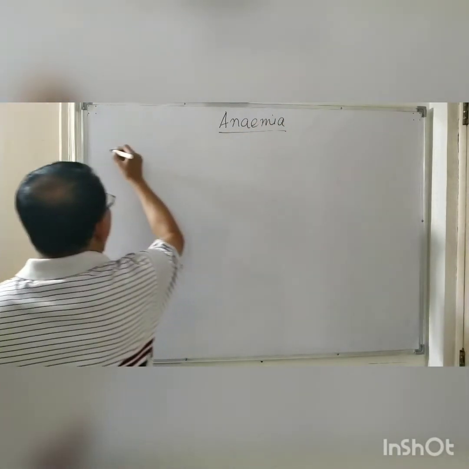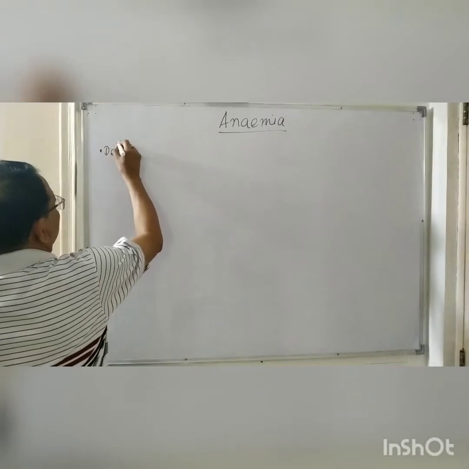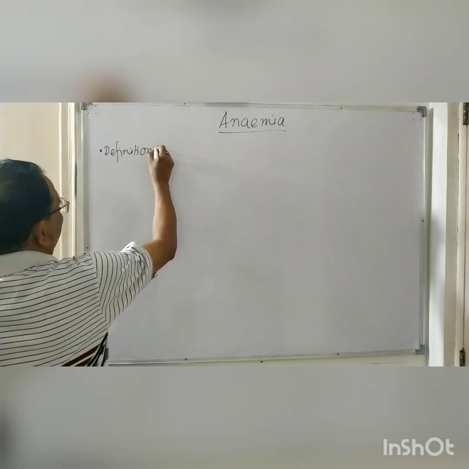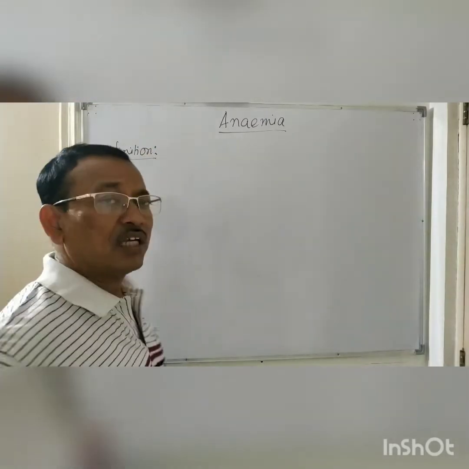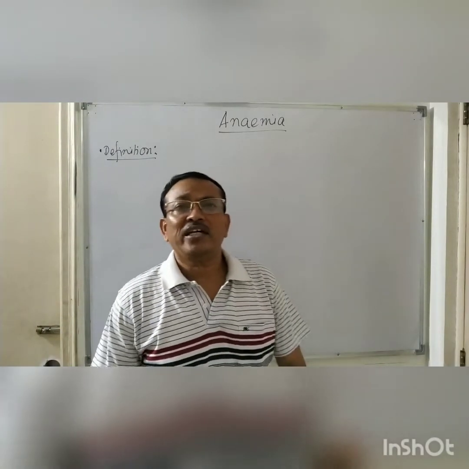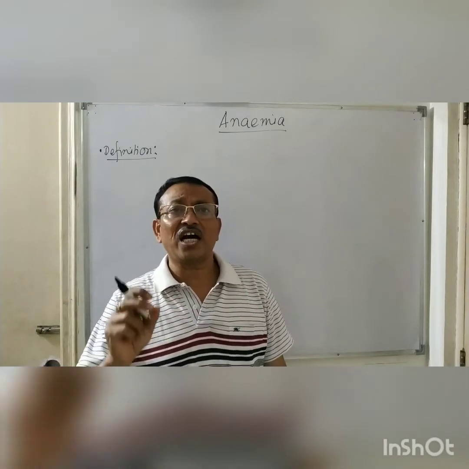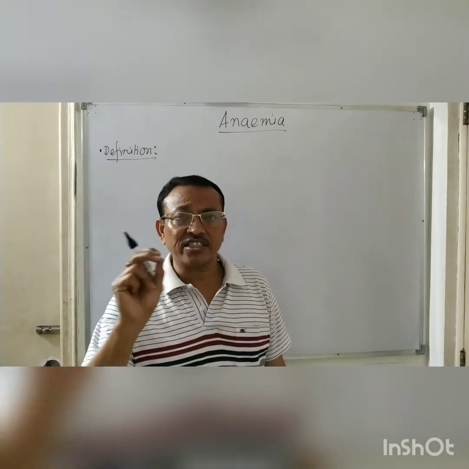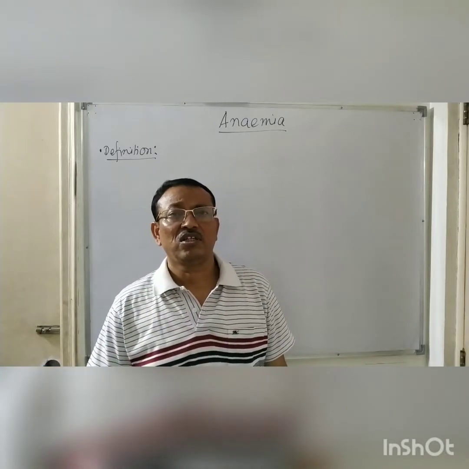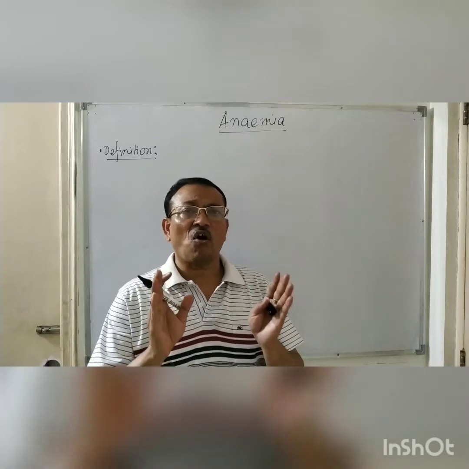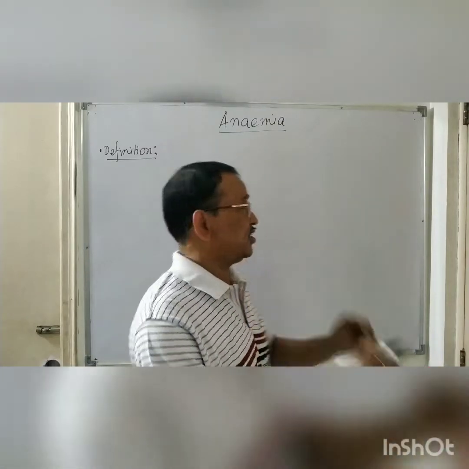So first is regarding the definition. How the anemia is defined? Definition of the anemia. Anemia is defined as the clinical condition, diseased condition, which is characterized by decreased oxygen carrying capacity of the blood.